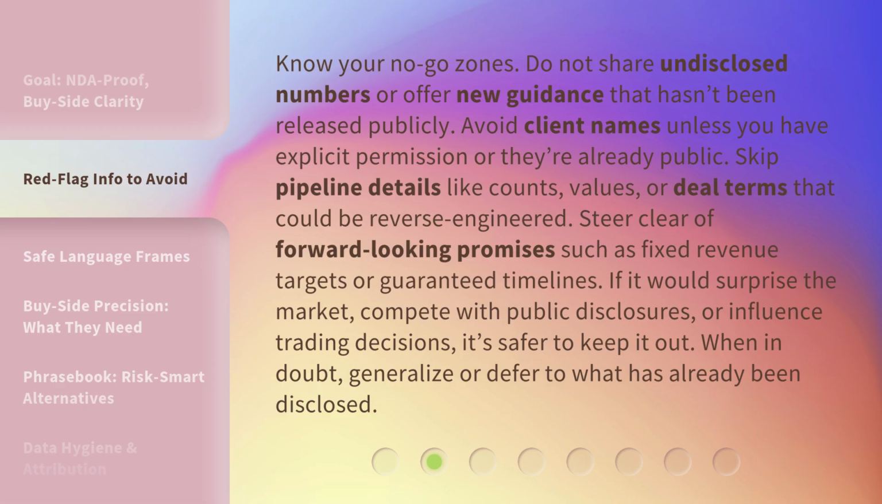Steer clear of forward-looking promises, such as fixed revenue targets or guaranteed timelines. If it would surprise the market, compete with public disclosures, or influence trading decisions, it's safer to keep it out. When in doubt, generalize or defer to what has already been disclosed.